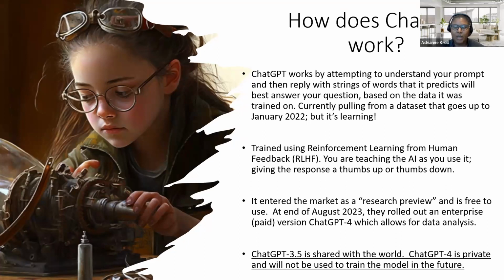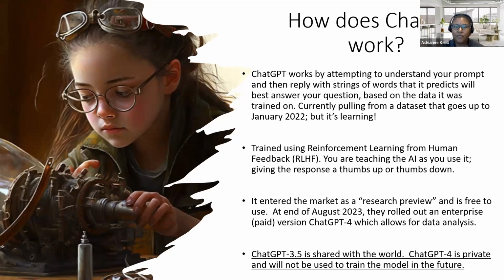And I'll show you when we drop into the tool here, you can give it a thumbs up or a thumbs down. And based on whether or not you say thumbs up, it'll know that that's a good response. Thumbs down, it'll know it's a bad response, and you can regenerate. So it's learning. When it entered the market, it came in as a research preview that was free, and it still is free. GPT 3.5 is still free, but as of the end of August of this year, they did roll out an enterprise version, which is paid, and it's not much. I mean, it's like $20 a month, but ChatGPT 4 has more capabilities, including the data analysis.